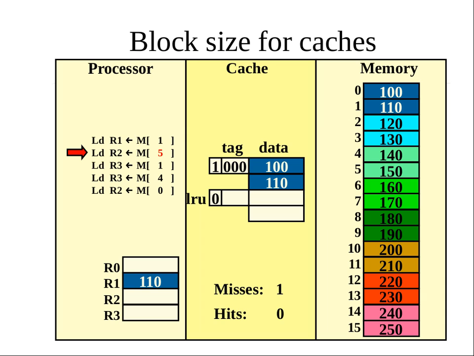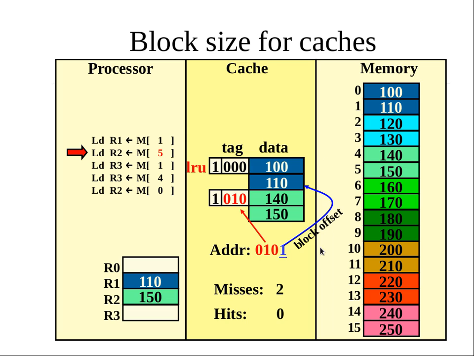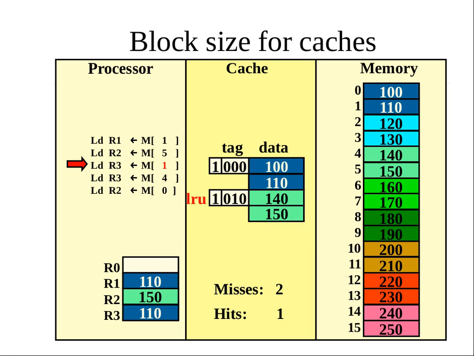All right, 5. Is it in the cache? Sure isn't. So again, block offset. That arrow's a little off. The arrow should be going down here. It's still technically right. LRU is up on top. Now the next one is a hit because it matched the tag. Notice the tag matched and then it just jumped over to the correct location of the block offset. LRU is down at the bottom now.